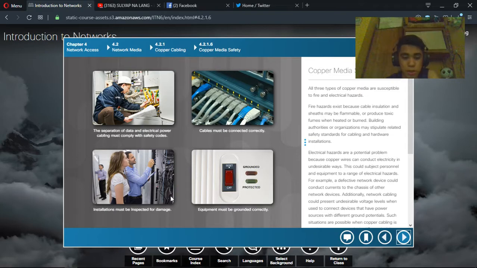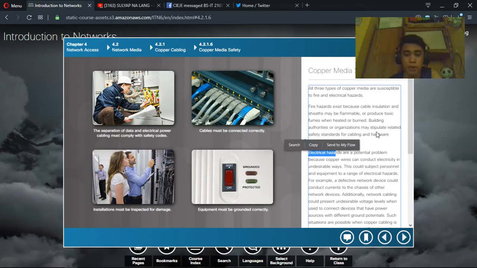Next, equipment must be grounded correctly, so it should be properly managed. Fire hazard exists because cable installation sheaths may be flammable and produce toxic fumes when heated or burned. So a fire hazard exists with this type of cabling.